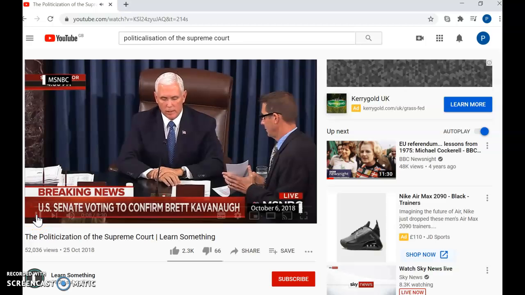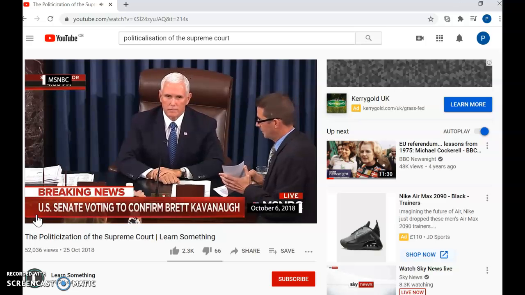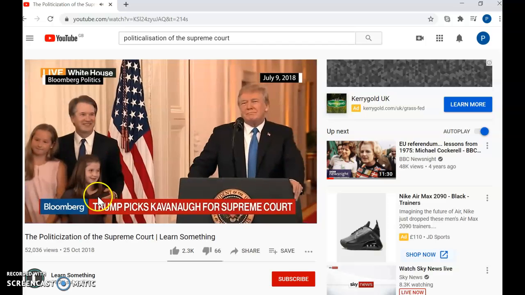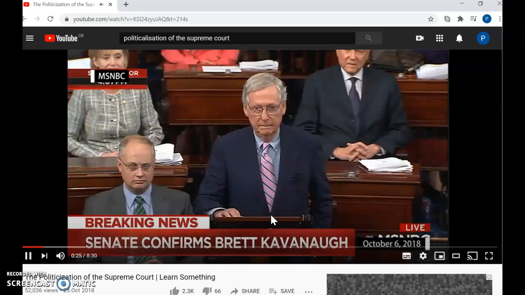The nomination of Brett M. Kavanaugh of Maryland to be an Associate Justice of the Supreme Court of the United States is confirmed. Judge Brett Kavanaugh has just been confirmed to the United States Supreme Court, but from the moment his nomination was announced to the vote on the floor of the Senate was pure chaos.